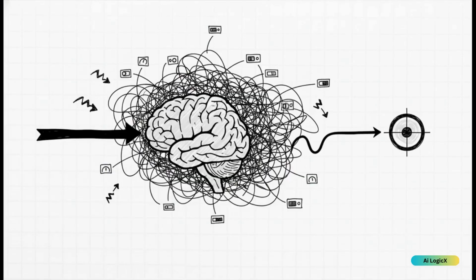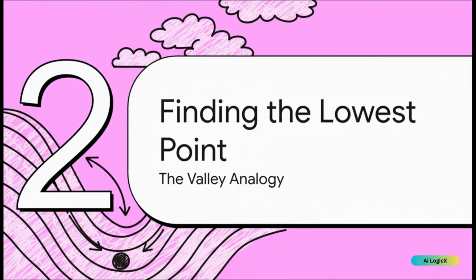It sounds like a simple goal, right? But it's actually a super complex problem. I mean, if a model has millions or even billions of little settings it can tweak, how does it know which ones to change to lower that error score? It can't just guess randomly. That would take forever. It needs a strategy. And that strategy, that's what we call gradient descent.